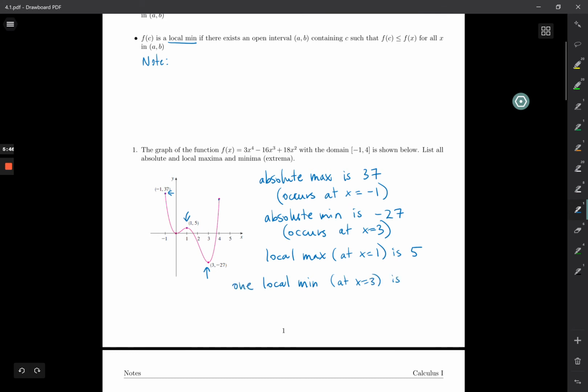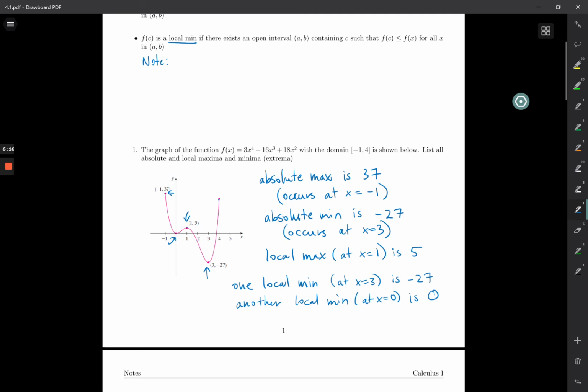So we have one local min, and the value is negative 27 there, and another local min that occurs right here at 0, 0. So that's when x equals 0 and the min is 0, right? Okay, so those are all of our extrema.